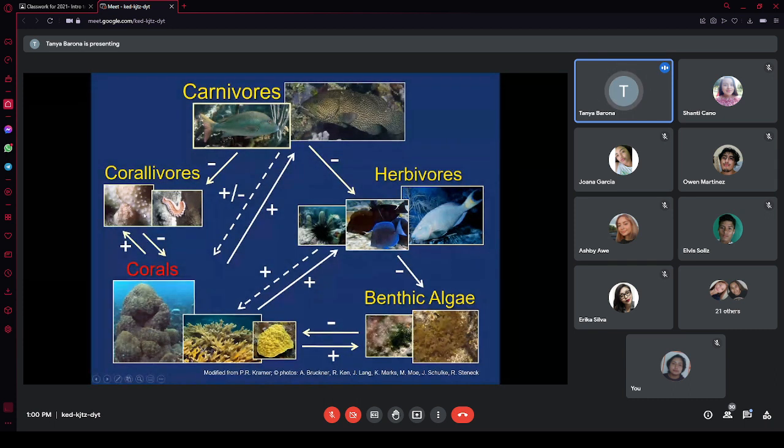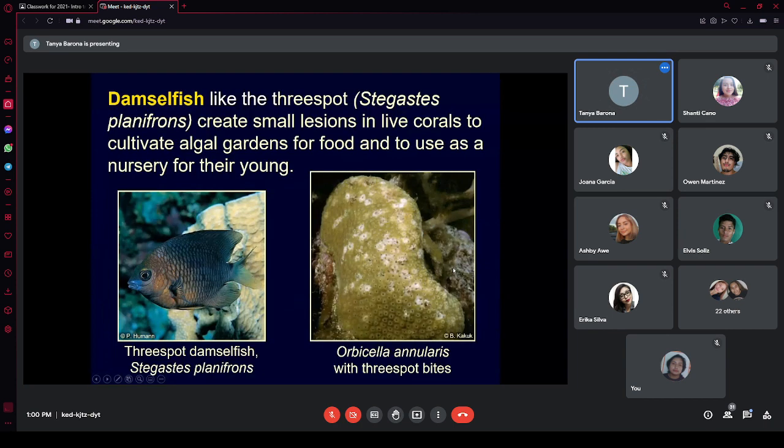So to look at some of these organisms that coexist or live within the ecosystem, you have the carnivores, herbivores, algae, and corallivores. So these are things that can predate on corals or benefit from being around them or benefit from what can be found within corals. For example, the damselfish. This is a herbivore and it feeds on algae that grows on, for example, a dead coral.